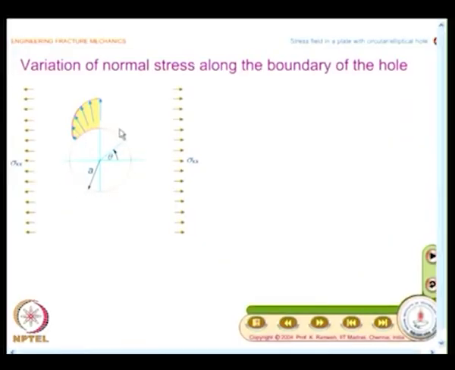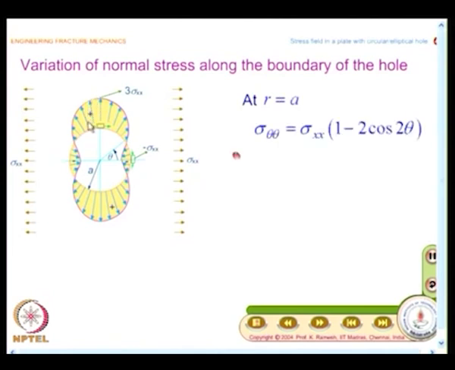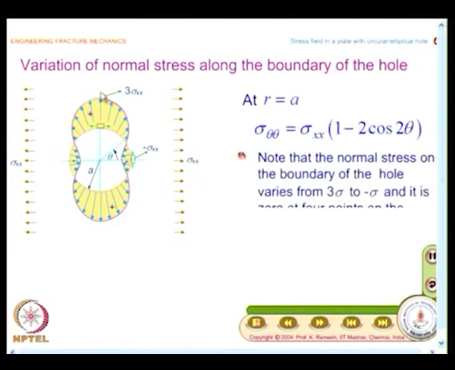I have the plate with a hole and the hole radius is enlarged, it is subjected to uniaxial loading. Let me put what is the stress variation over this, and if you look at the variation of stress, you find it attains a value of 3 times sigma far field at both these ends, because the load is applied horizontally. All of you know that the stress concentration factor is 3.